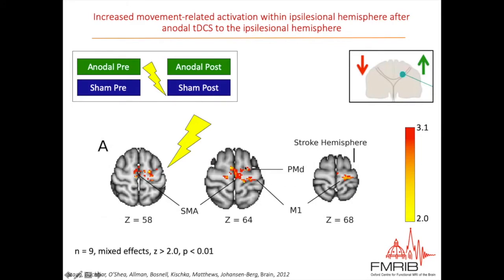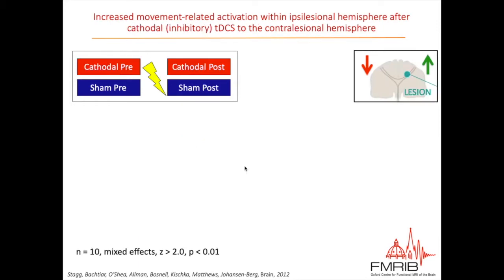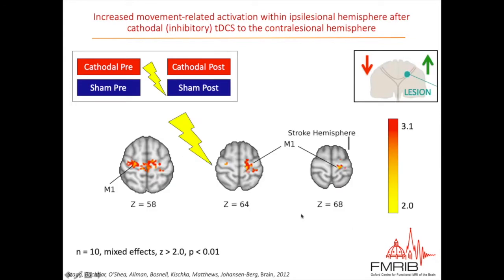The next question we had was, okay, fine, but how does this compare with cathodal stimulation to the other hemisphere? Even though we don't see any behavioural effects, does the pattern look similar? So this is the same contrast, but with cathodal stimulation to the other hemisphere. You can see they're stimulating here this time, and they're moving their stroke-affected hand. So we're looking for changes in activity in the stroke-affected hemisphere. And we do see them.